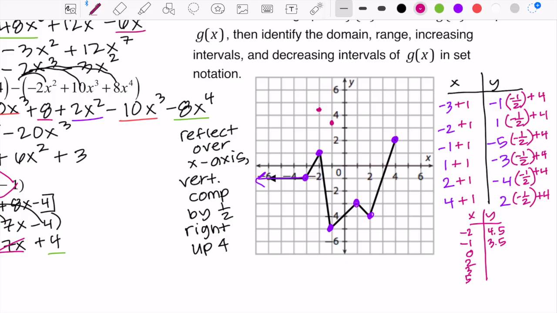0, when we get to this one right here, -5 times -1/2 will be 2.5. And then plus 4, so that's 6.5. And then the next one, -3 times -1/2 is positive 1.5, plus 4 is 5.5.